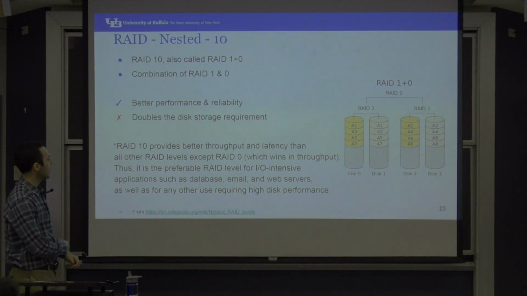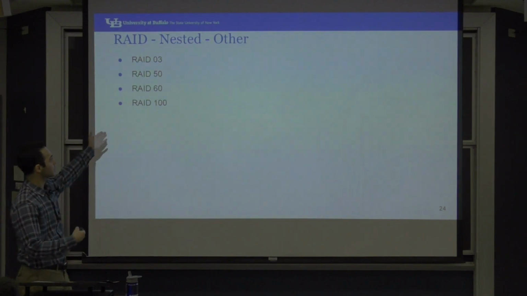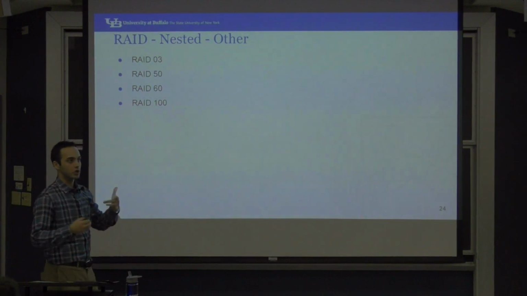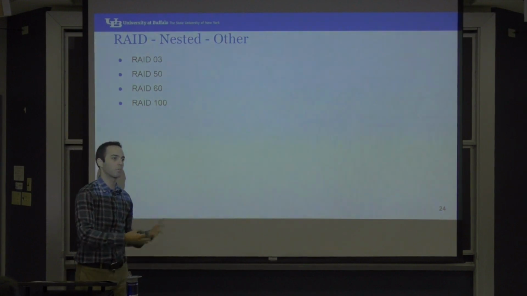Alright? So, these are other nested ones. 0, 3, 50, 60, 100 even, like RAID 1 and a 0 on top. So, 2-level parallelism, and then mirroring at the bottom.